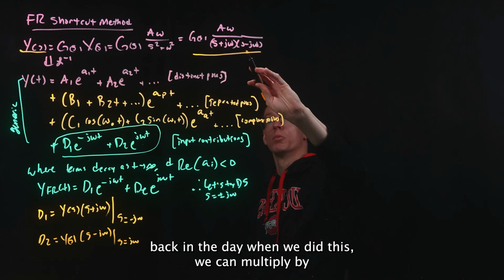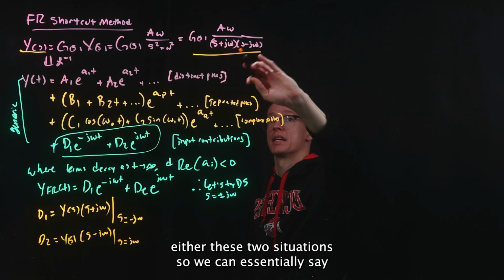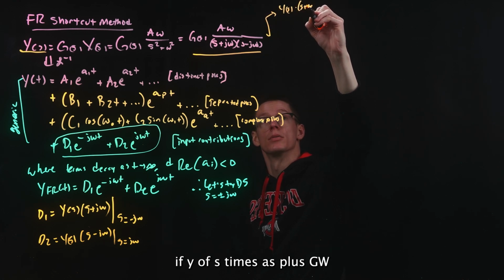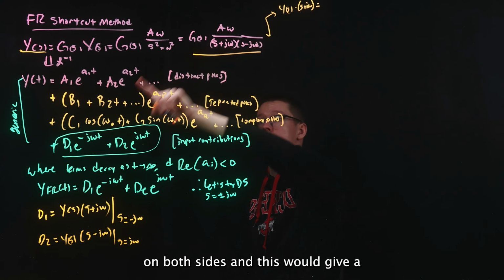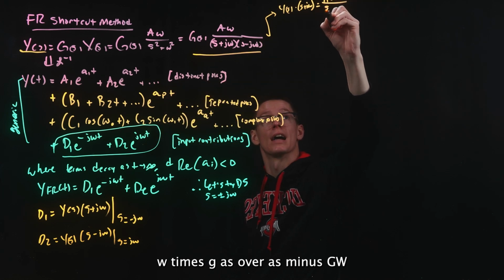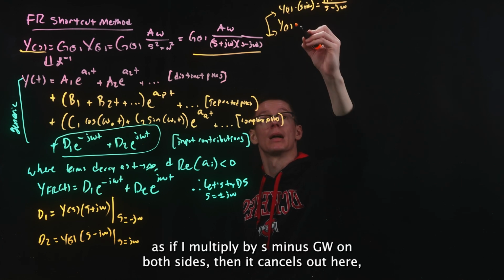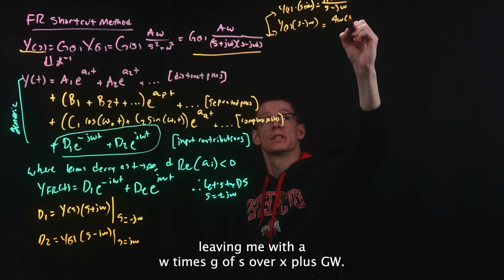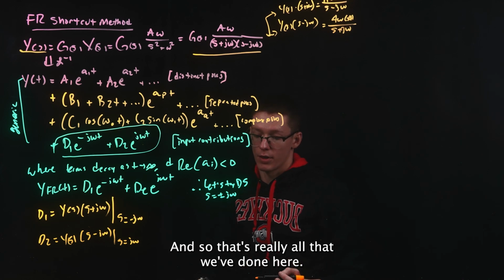Well, back in the day when we did this, we can multiply by either of these two situations. So we can essentially say y of s times s plus jw would be equal to multiplying s plus jw on both sides. And this would give aw times g of s over s minus jw. Virtually the same, y of s if I multiply by s minus jw on both sides, then it cancels out here, leaving me with aw times g of s over s plus jw. And so that's really all that we've done here.